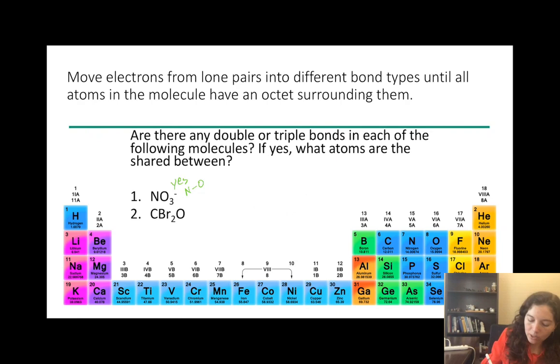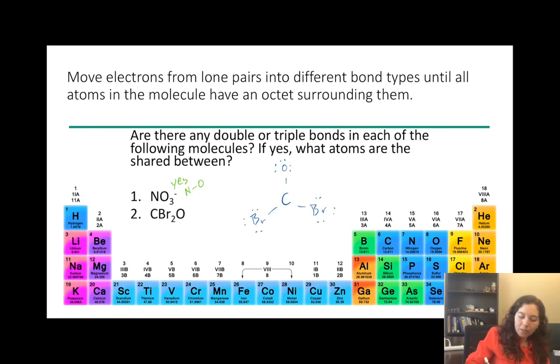Let's take a look at the next one. So we've got carbon in the center, oxygen, bromine, and a bromine. We've got all of our electrons around our exterior atoms. Carbon right now only has 1, 2, 3, 4, 5, 6 electrons around it, so it's very sad and upset because it doesn't have an octet. That's a better sad face. So we're going to take electrons from one of these atoms and move them into a chemical bond, a double bond, to share with the carbon.